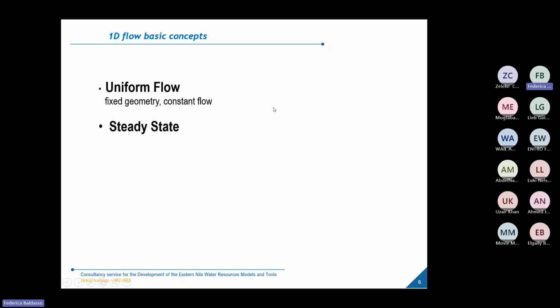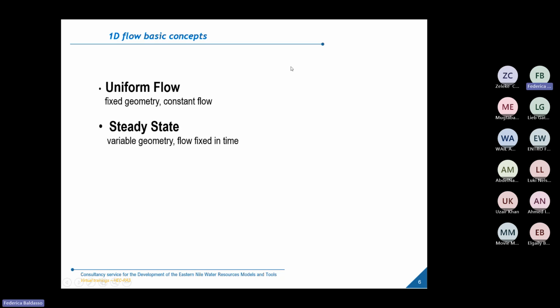So about the one-dimensional analysis, there are different kinds of flow that can be analyzed. There is the uniform flow, in which you schematize a fixed geometry with a constant flow. Then there is the steady state flow, in which the geometry is variable, but the flow is still fixed in time.